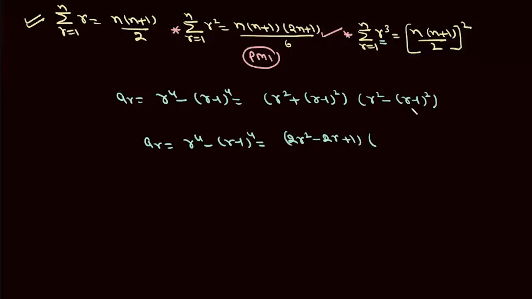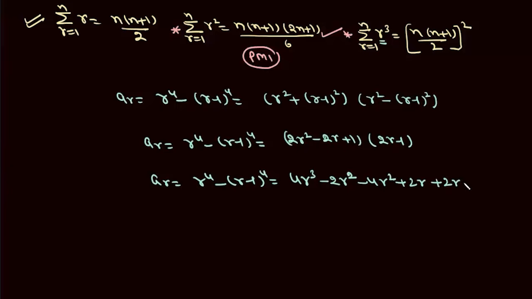And here will be 2r minus 1. Or this a_r will be r to the power 4 minus (r minus 1) to the power 4. And this is 4r cube minus 2r square minus 4r square plus 2r plus 2r minus 1, or simply a_r as r to the power 4 minus (r minus 1) to the power 4. So it will be this 4r cube minus 6r square plus 4r minus 1.